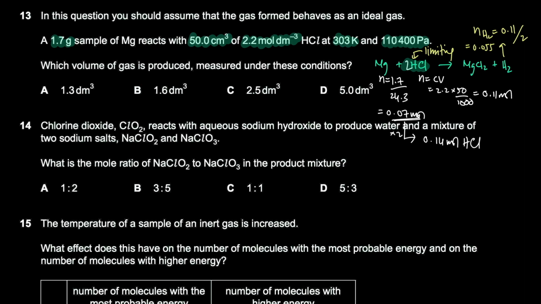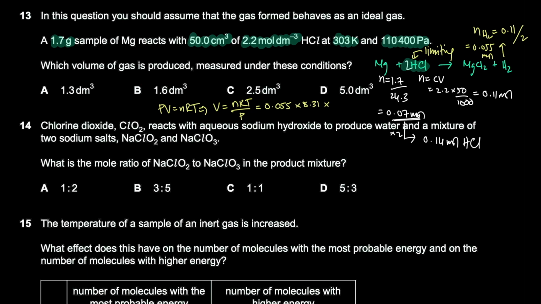So we have 0.055 moles of hydrogen gas, and now we need to find the volume of hydrogen gas in decimeter cube. We're going to use PV = nRT. We rearrange for the volume, so volume is nRT over P. The number of moles is 0.055, R is 8.31.